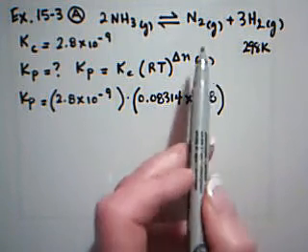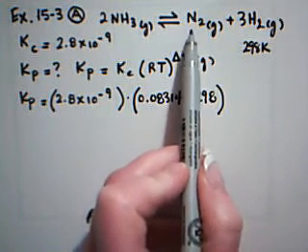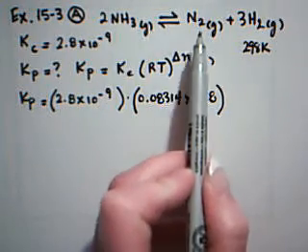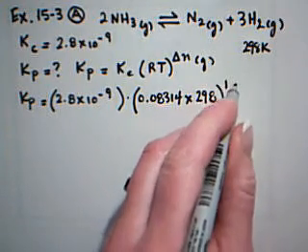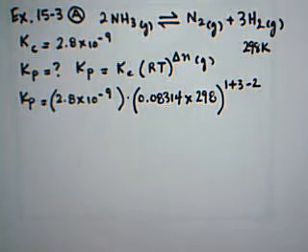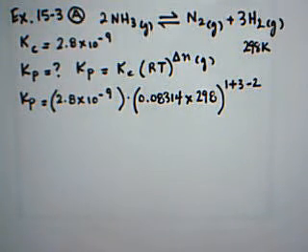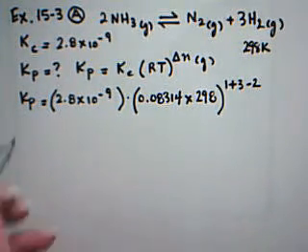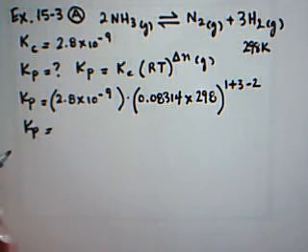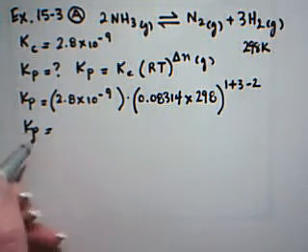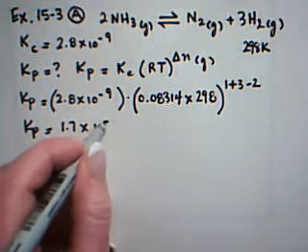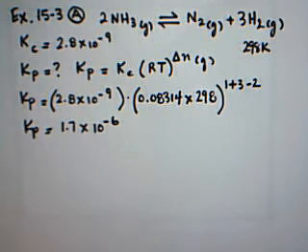And what is delta N? It is the sum of the products, gases, minus the sum of the reactant gases. So it's effectively 1 plus 3 minus 2. Okay, and of course that's 4 minus 2, just squared. And so when we run this through the calculator, we get a value of 1.7 times 10 to the minus 6.